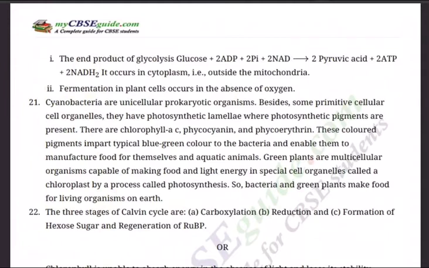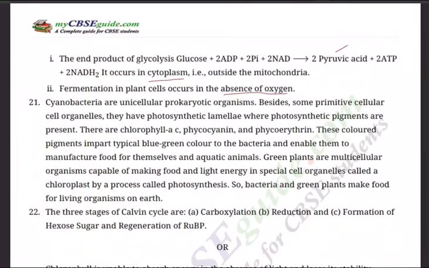What is the end product of glycolysis and where does this process occur? Easy question. The end product of glycolysis is: glucose plus 2 ADP plus 2 inorganic phosphate plus 2 NAD giving rise to 2 pyruvic acids, 2 ATP, 2 NADH2, and it occurs in the cytoplasm outside the mitochondria. Second, list the conditions under which fermentation occurs in plant cells. Again, fermentation in plant cells occurs in the absence of oxygen. This is the condition.